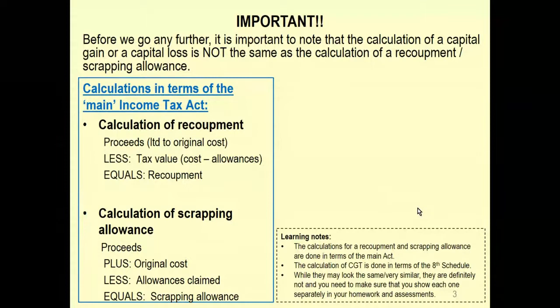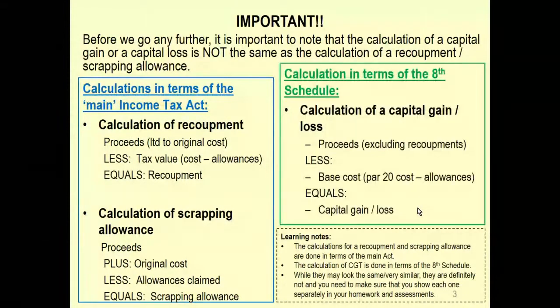And section 84A says, listen, take your selling price or proceeds, limit it to your original cost, deduct from that your tax value, and the difference between the two is a recoupment that goes into gross income. If I calculate a scrapping allowance, and on this slide it's the more comprehensive calculation, but it's essentially the difference between your proceeds and your tax value. The only difference is that now you go into a negative amount, so you claim a scrapping allowance. Again, that calculation is done in terms of section 11O, the scrapping allowance or disposal allowance.